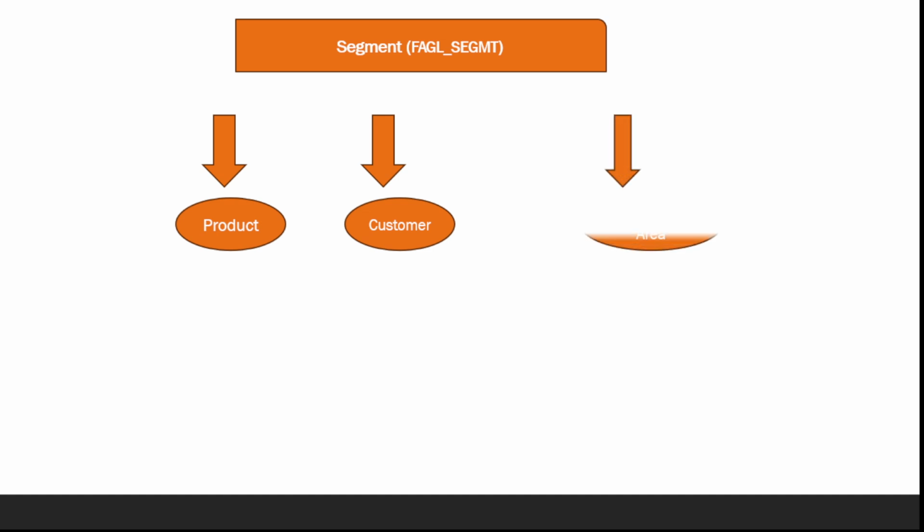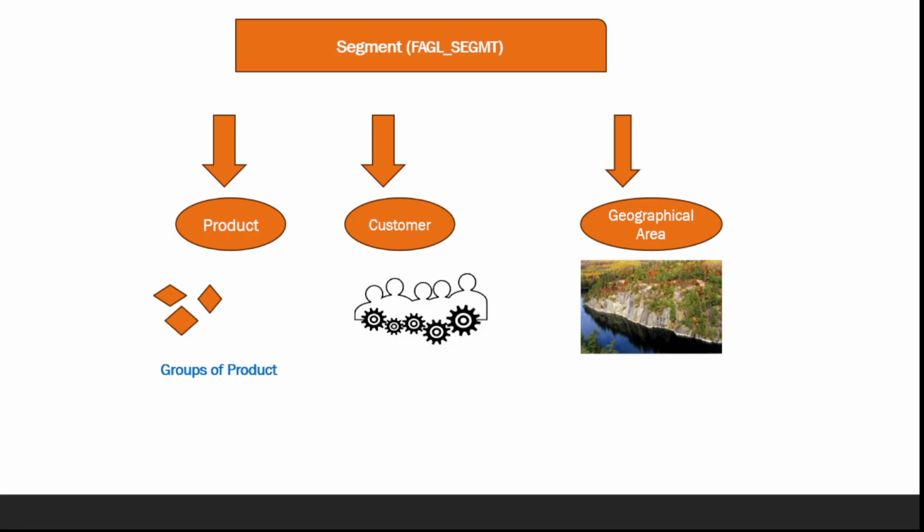For example, we have a product, or we may have a group of products. We have a customer or a group of customers. So these are all groups of products, these are the customer groups, this is the geographical area groups. Once we define the segment, we also assign it to the profit center in the master record, which itself can be assigned manually or auto derived also.